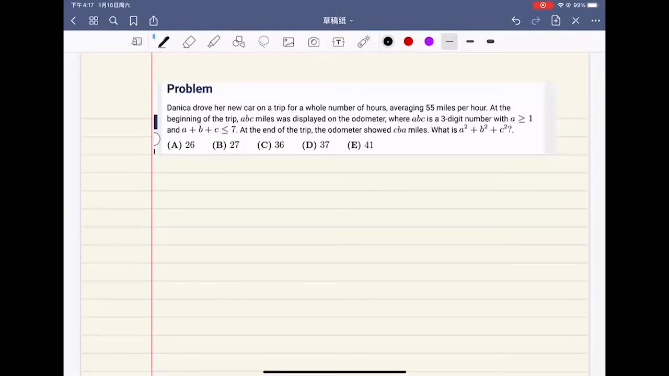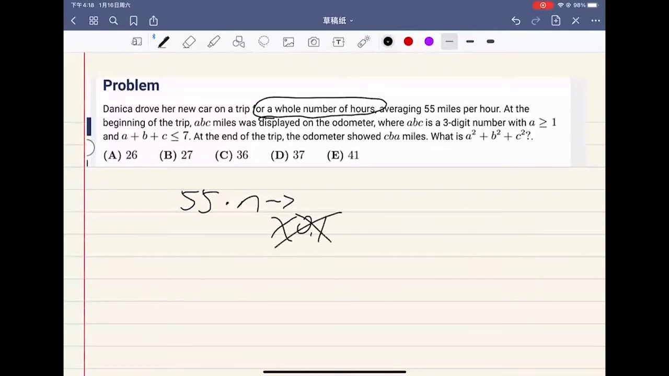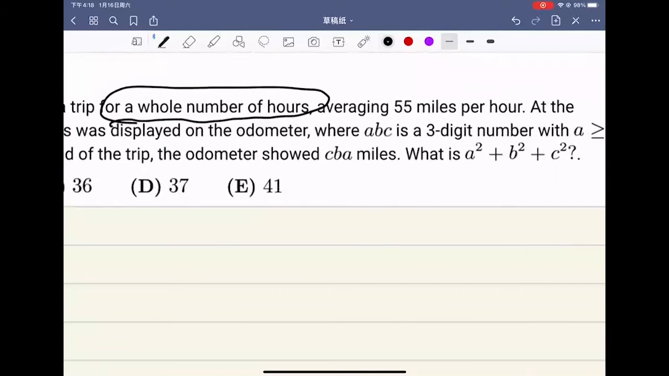Okay. Do you want me to start now, talking about this question? Okay, let's talk about that. First, let's see what condition is very important: a whole number of hours, which means the hours driven is a whole number. So it's like 55 multiplied by a number, and that's only going to be a whole number. It's not going to be something like 0.1. So each hour is adding 55 to this number, right?